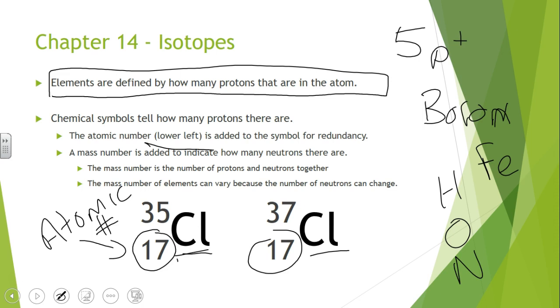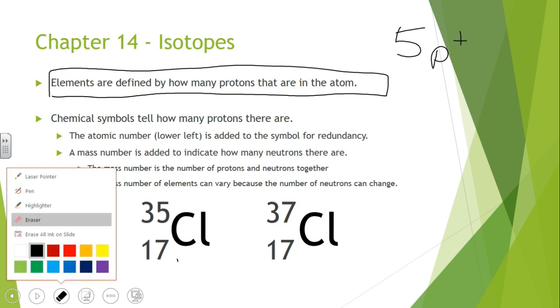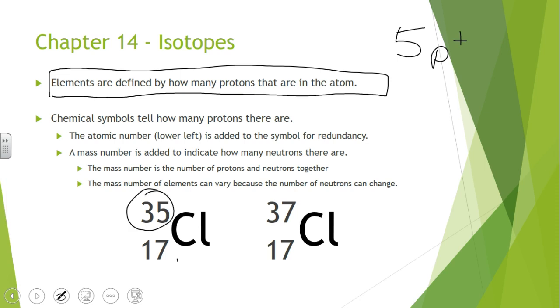And so notice here we have chlorine, and if the element is defined by the number of protons, it stands to reason that both of these atomic numbers are the same. Now let's talk about this number on the top. This number on the top is different. And this is where we're talking about isotopes. We have the same element, so therefore we have the same number of protons, but notice this number on the top is different. This number on the top is called a mass number.